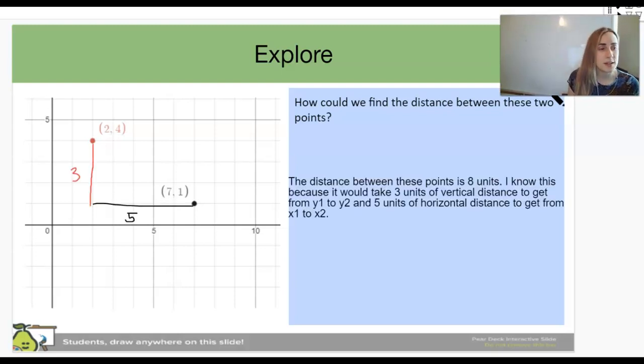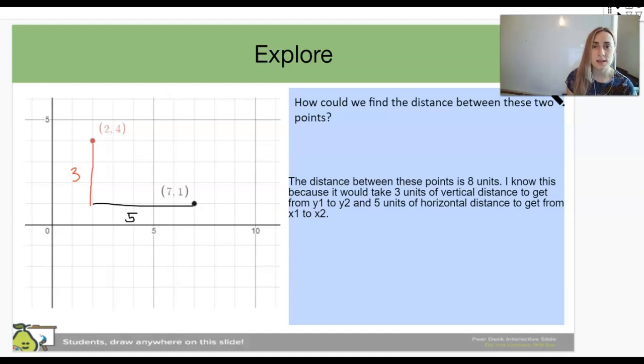Okay, so let's imagine that you have a partner and your partner annotated the graph like this to show a distance of 3 and a distance of 5. And then their answer was the distance between these points is 8 units. I know this because it would take 3 units of vertical distance to get from y1 to y2 and 5 units of horizontal distance to get from x1 to x2.